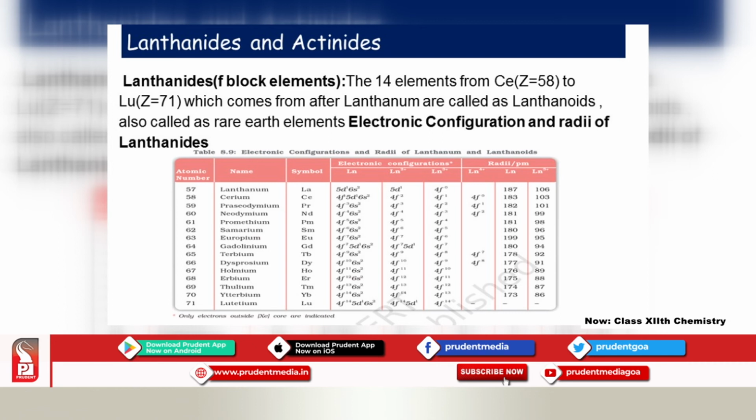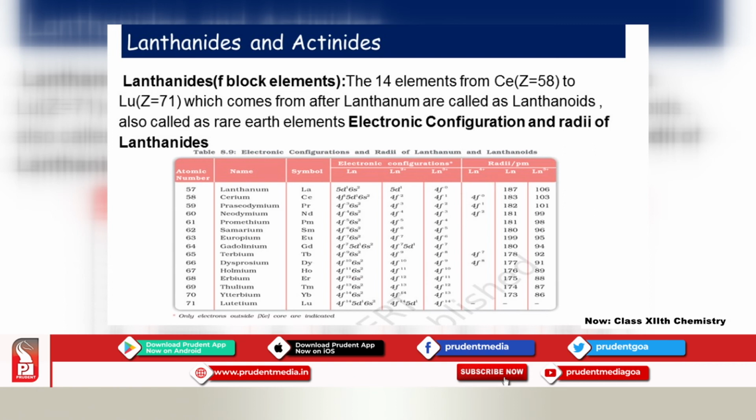In this case, you see successive filling of 4f. Here 4f keeps on filling: 4f1, 4f3, 4f4, 5, 6, 7, 9, 10, up to 14. It's very interesting. The f subshell's maximum capacity is 14 electrons.